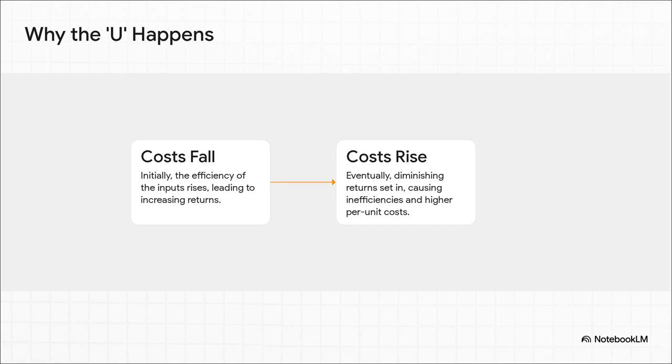But what happens if you keep cramming more and more workers into that same kitchen? Eventually, they start getting in each other's way, right? Things get congested, mistakes happen, and your efficiency drops. Your average cost per pizza starts to go back up. That's called diminishing returns, and that's the right side of the U.